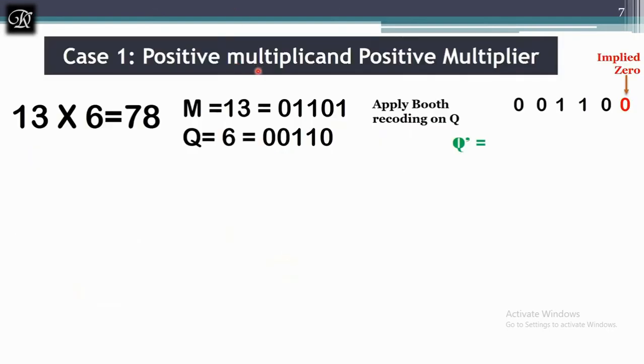Let's take a positive multiplicand and positive multiplier. Both are positive. Let's take an example: 13 multiplied with 6, the answer should be 78 in decimal. So first check whether any of the M or Q is negative. This is M and this is Q. No, they are not negative.